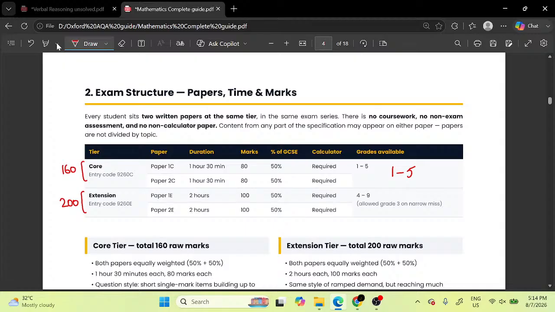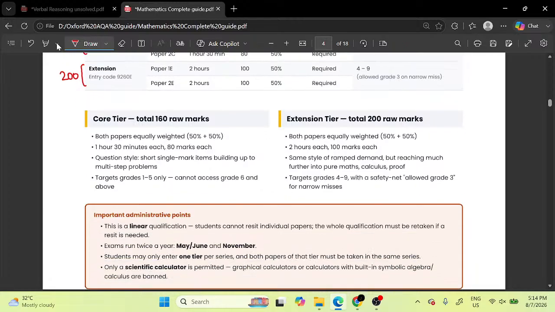So in extension, the grades are from 4 till 9. So 4 is the lowest grade and 9 is the highest grade. Over here in core, 1 is the lowest grade and 5 is the highest grade. Yes, we'll discuss the grading in detail in the next slide.